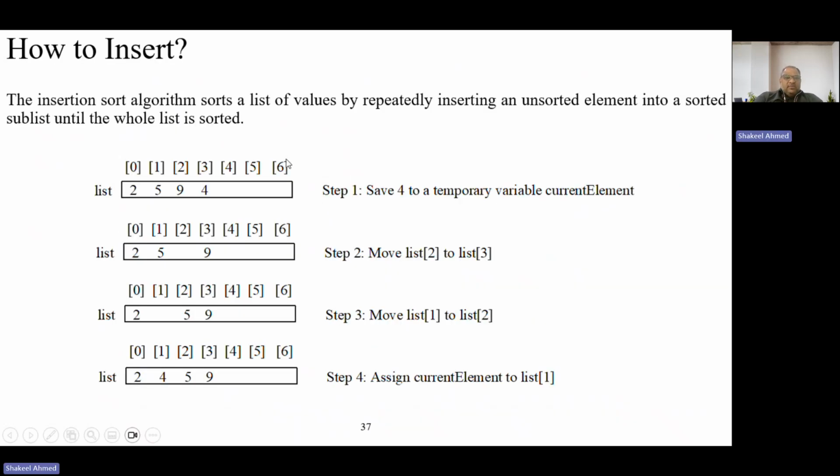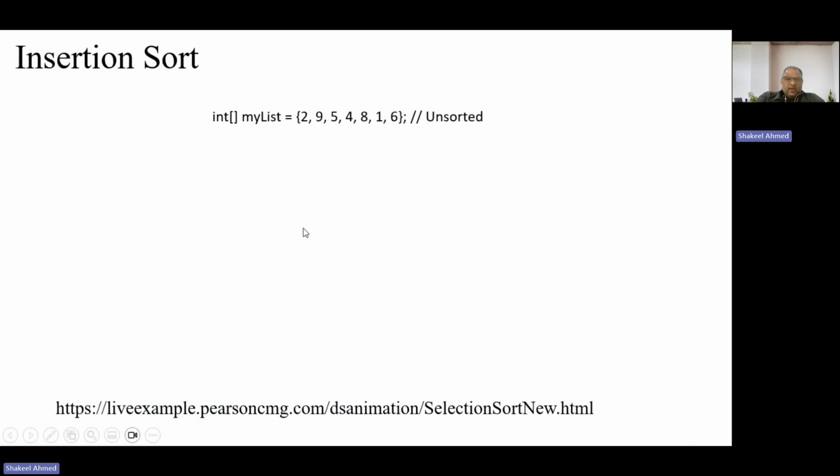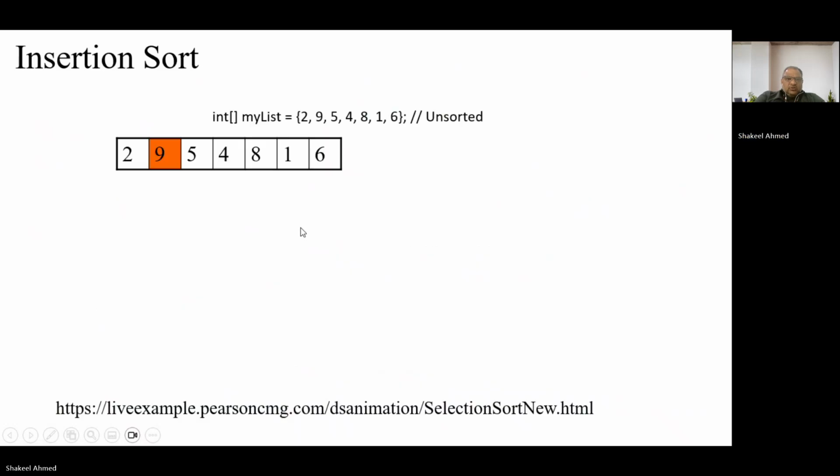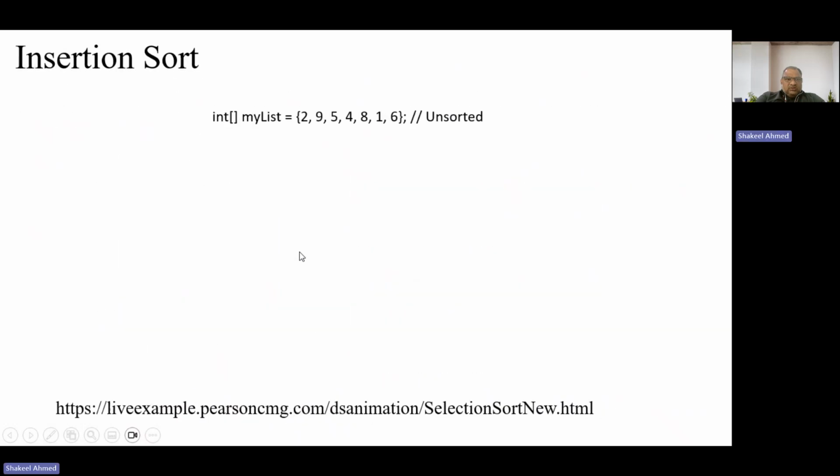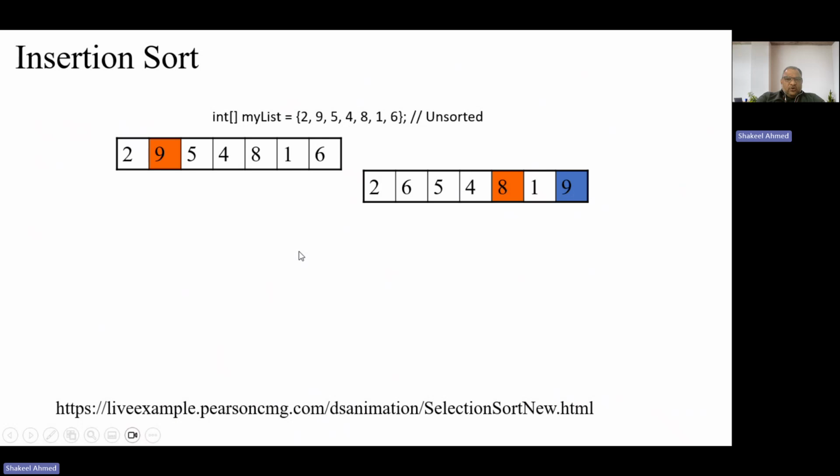Now here is the same example of what happened. The algorithm was working on a list to sort it. You can refer to the slides. It uses a temporary variable and moves elements of the list from one place to another until you get a sorted list. So this is how to insert. This is the insertion sort that we are looking at.